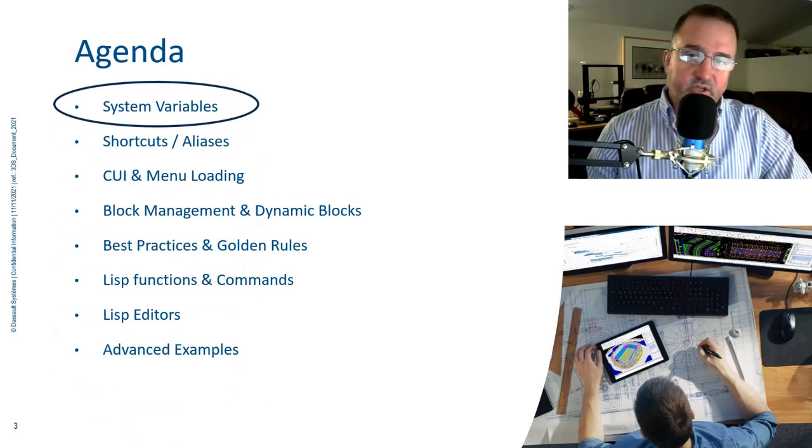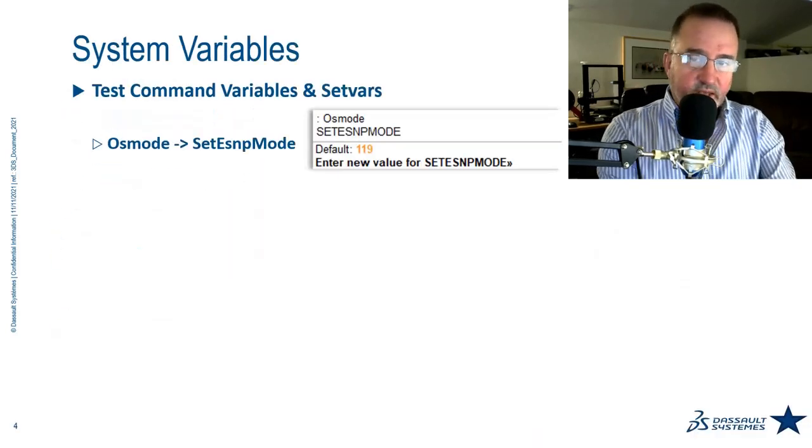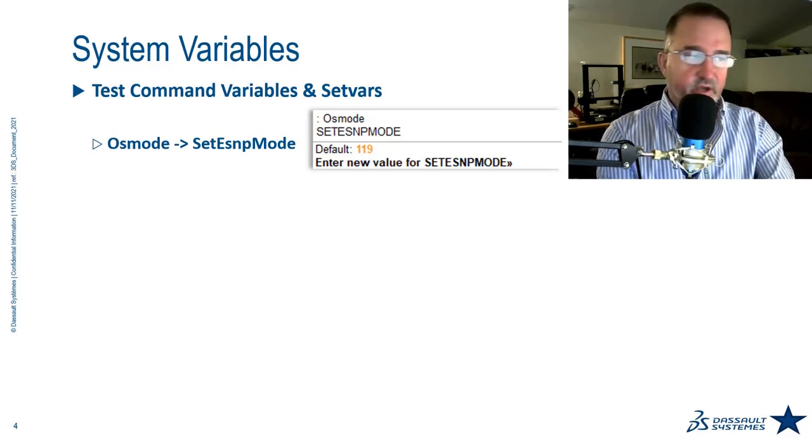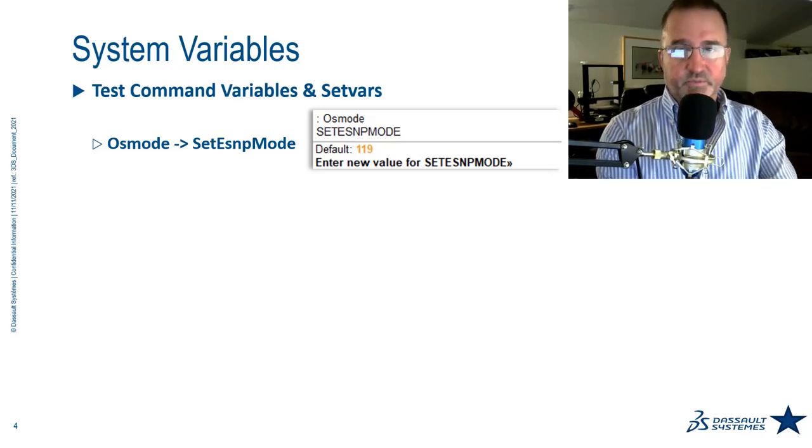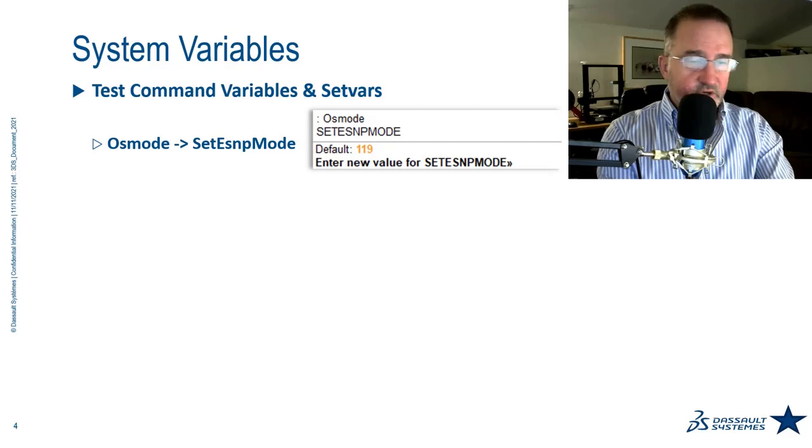So let's start with system variables. When I look at system variables, there's a number of variables in DraftSight that are different than they are in other CAD systems. For instance, one that I'm very familiar with, and you might be as well, is your OSMODE, your object snap mode. Now in DraftSight, the command for that is called set snap mode or SETSNPMODE.